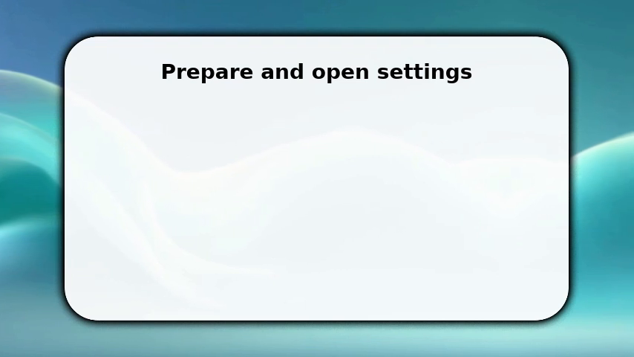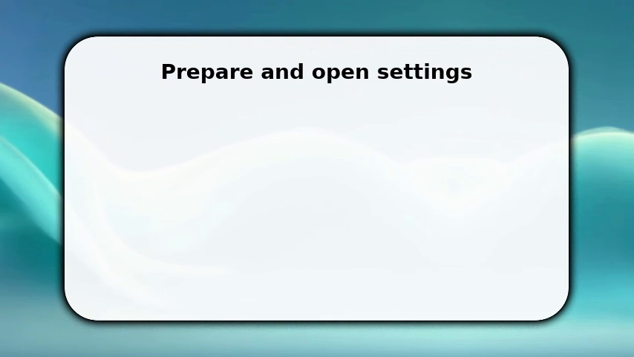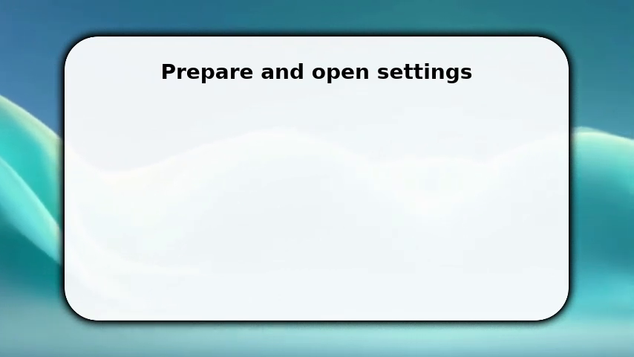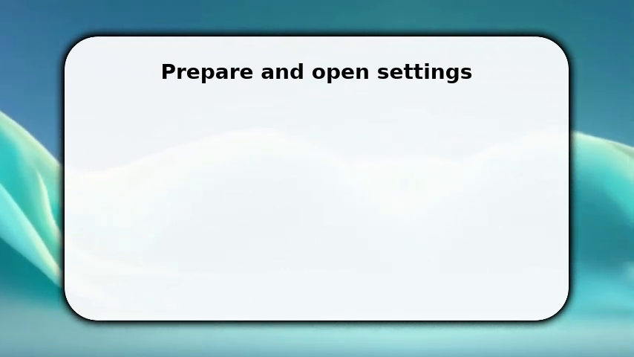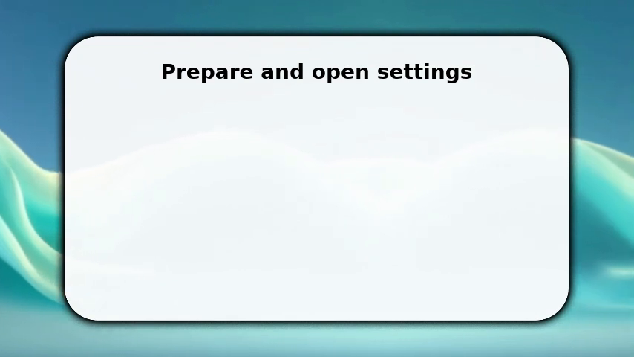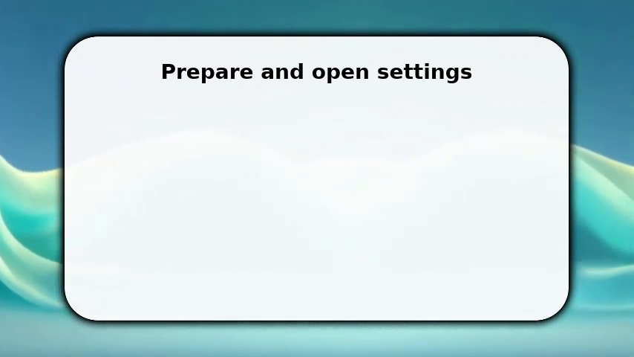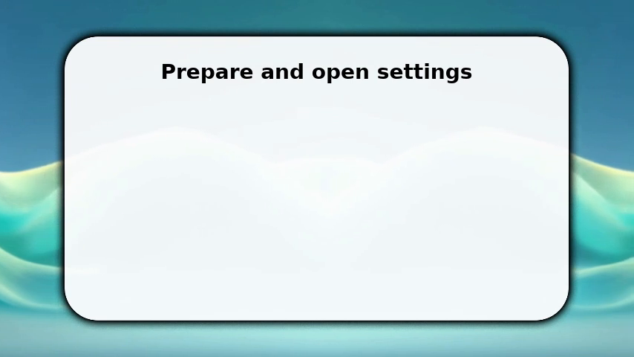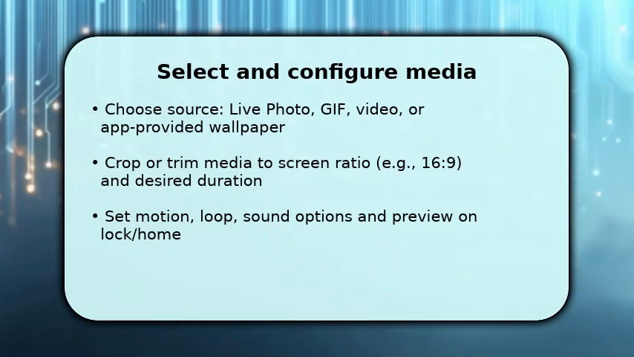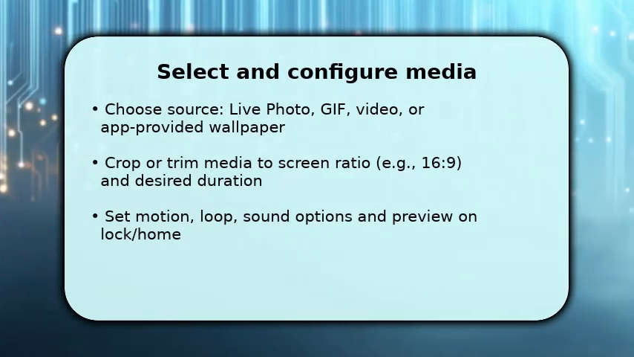Once done, go to the home screen and long press or open System Settings, then Wallpaper. You want to reach the selection screen quickly so you can choose the source and begin applying the live content without unnecessary steps. You now pick the exact media. Tap the live photo, GIF, short video, or built-in animated wallpaper.